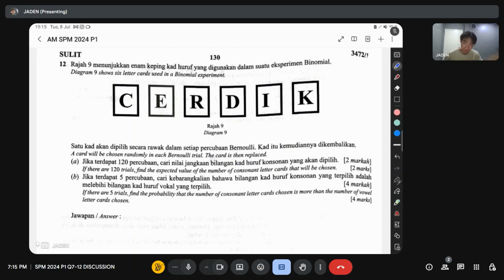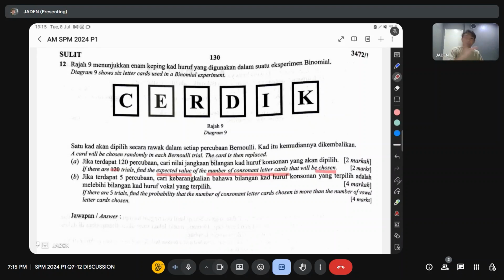Okay. Now, hang in there for a while, because this is already the last question. Diagram 9 shows 6 letter cards used in a binomial experiment. A card will be chosen randomly in each Bernoulli trial. The card is then replaced. If there are 120 trials, find the expected value of the number of consonant letter cards that will be chosen.